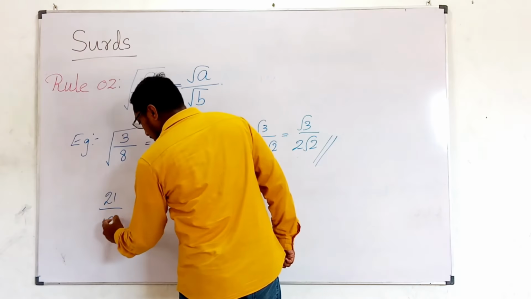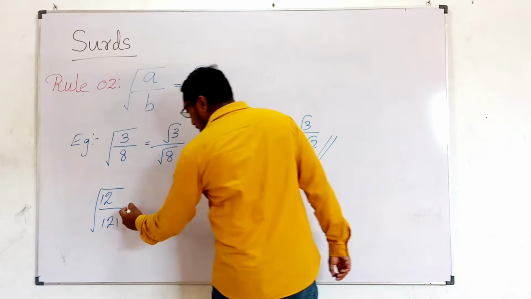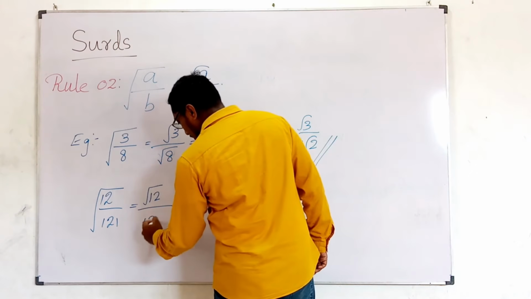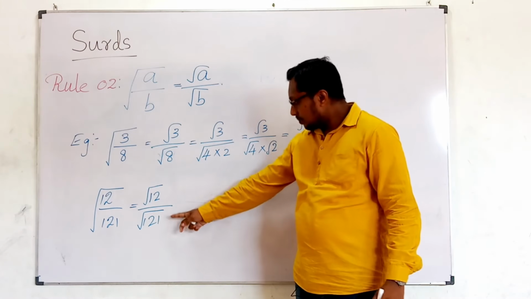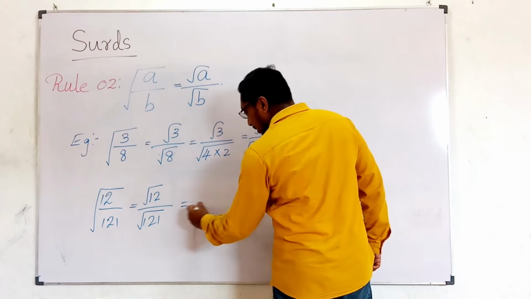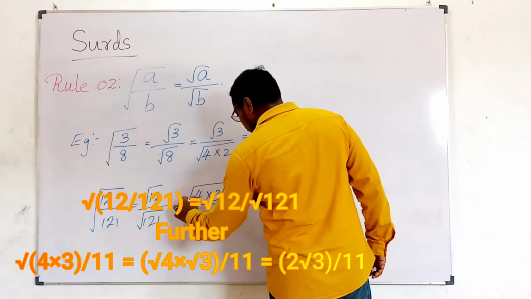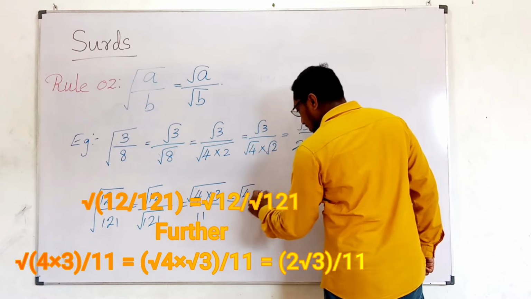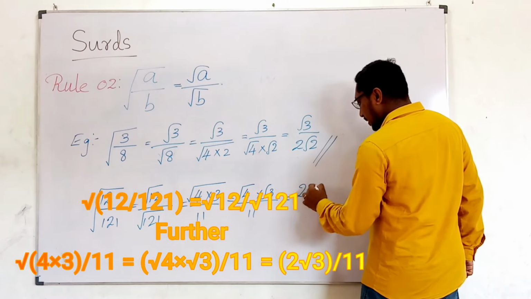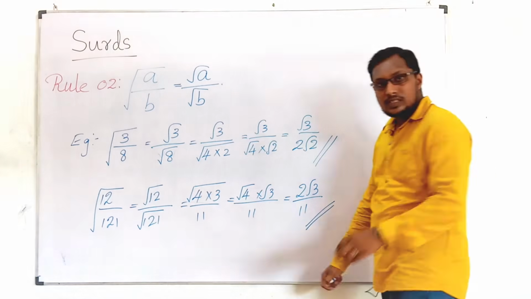Okay, let's take another example. Root 12 over root 121. We apply rule number 2, right? We know there is an exact value for square root 121, that is 11. And further, 12 can be written as 4 times 3, so here we use rule number 1. The answer will then be 2 root 3 divided by 11. Okay, I think you understood it properly.